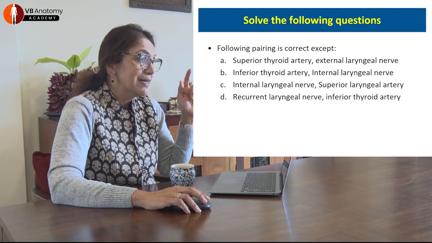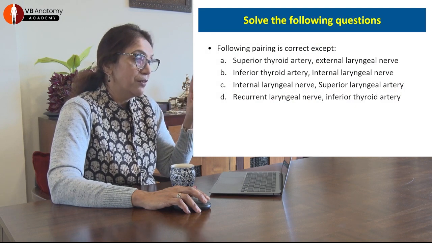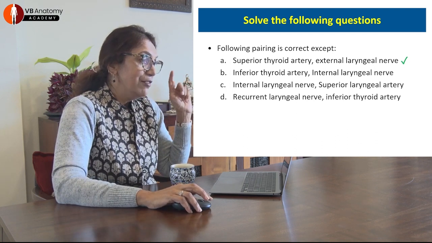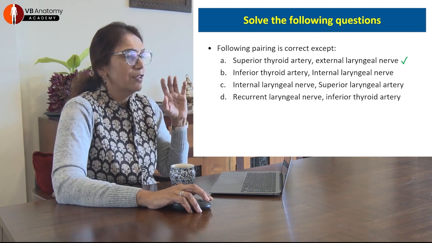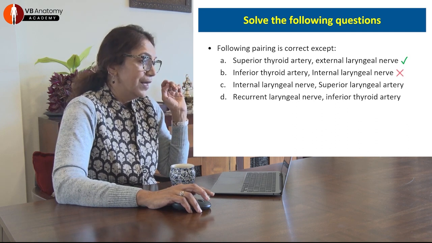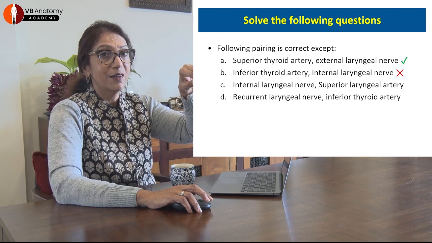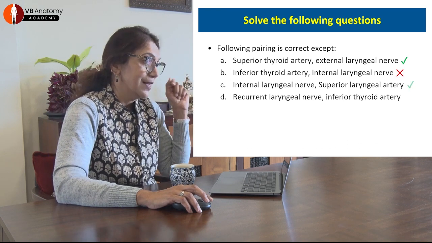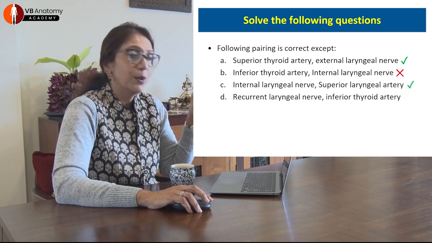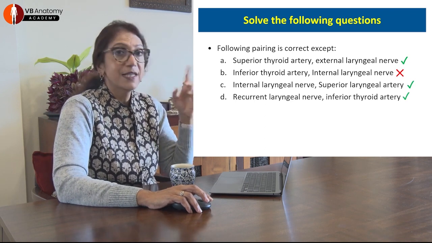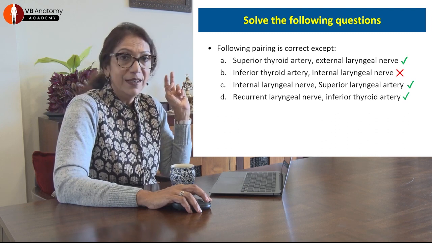Following pairing is correct except: superior thyroid artery, external laryngeal nerve. Yes, they are present at the apex. Inferior thyroid artery, internal laryngeal nerve. I am not sure. Internal laryngeal nerve, superior laryngeal artery. Remember they pierce the thyroid membrane? Yes. Recurrent laryngeal nerve, inferior thyroid artery? Yes. So what's the correct answer? B, which is the wrong pairing. Got it? So knowledge makes a difference to solving MCQs every time.